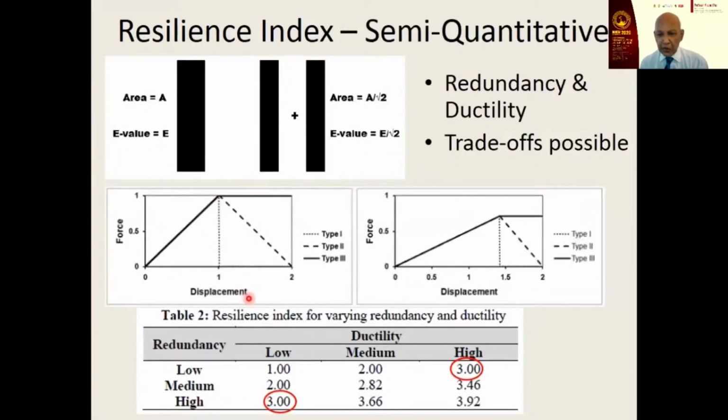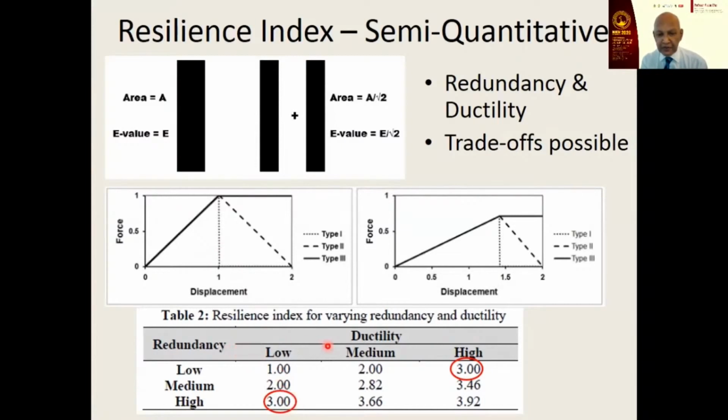Now, I'm not going to go into this in detail, but you can actually calculate the energy under these curves. Use this structural mechanics analogy. This has already been published elsewhere. And then you can try to estimate the different energy absorbing capacities for these different configurations.